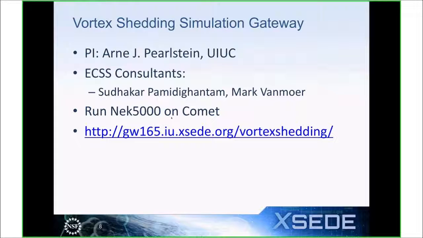Apart from that, they're still building the portal. The number and types of parameters used are still, I think, in flux at this point. So they have a separate testing gateway. I think it's called vortex shredding alpha. If you add alpha, you get another one that they're using to test some new ideas and new presentation. So this is still evolving. Thanks, Sudhakar.